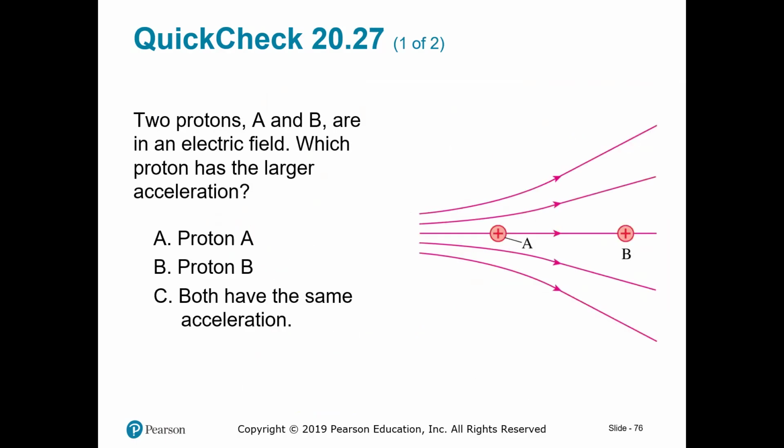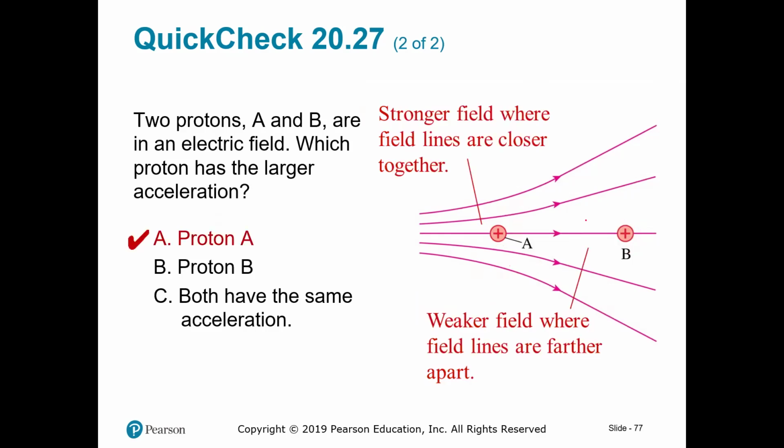And then two protons are in electric field. Which proton has a stronger acceleration? So stronger acceleration, larger acceleration. In order to have a larger acceleration, what do you need? You need a larger force, right? So this question is simply which one has a stronger electric force. So your electric force is given by Q times E, right? So they have the same Q. So this question is simply which one has a stronger electric field. Of course, A, right? So the answer is A.